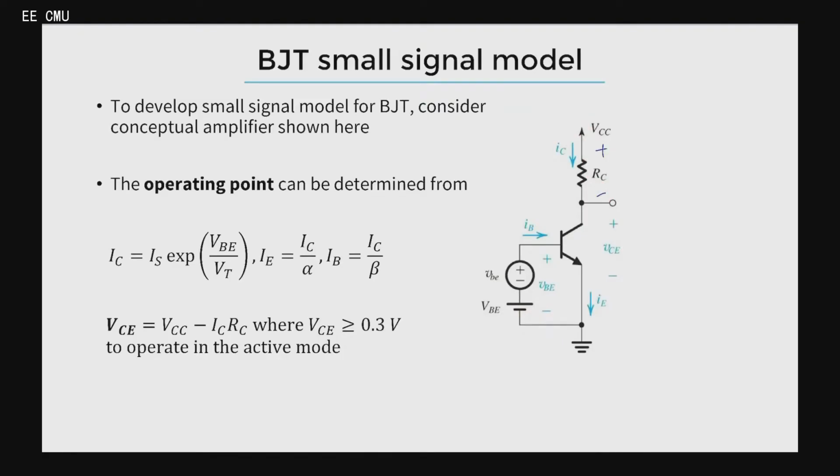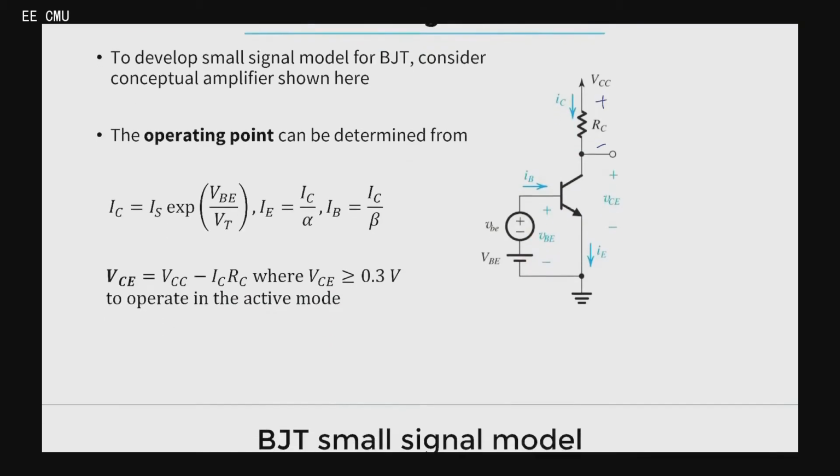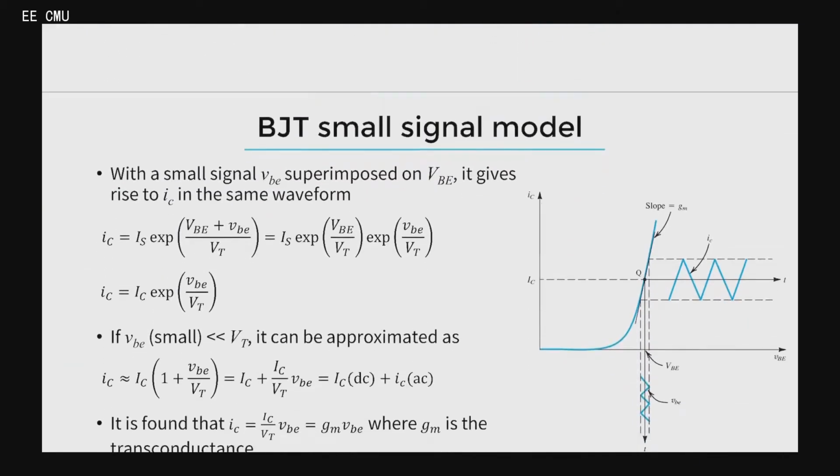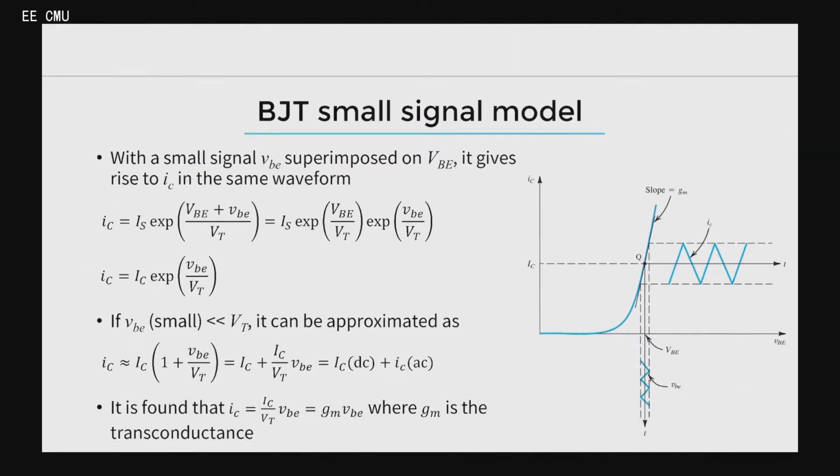But when we design, we have to make sure that this VC is greater than or equal to 0.3 volts, right? Because we need the BJT to operate in the region called active mode, acting like a relatively constant current source that depends on this VBE voltage. Now let's look at the small signal model in more detail. It basically tells us that when a small AC signal is added to the existing DC VBE voltage, it causes the AC collector current to change in response. The waveform itself remains the same.